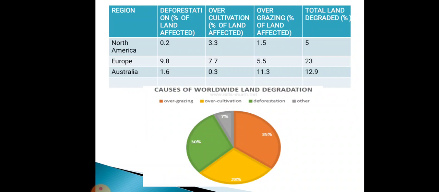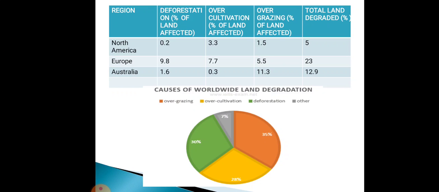So, globally, 65% of the degradation is caused by too much animal grazing and cutting of trees, constituting 35% and 30% respectively. A further 28% of degradation is due to overall overcultivation of crops. Other causes account for 7% collectively. So, in a similar way, you can describe the table. So, here the data has been given for three different regions: North America, Europe, and Australia. So, you can give a comparative study.